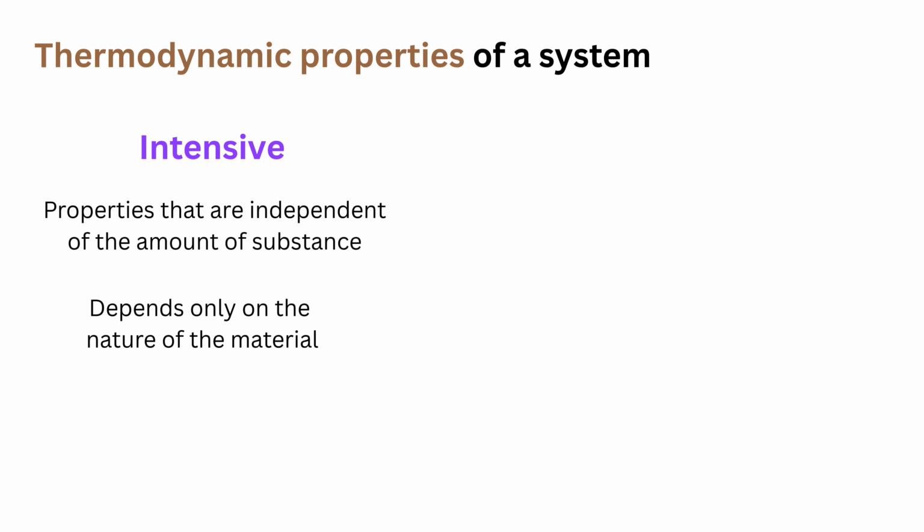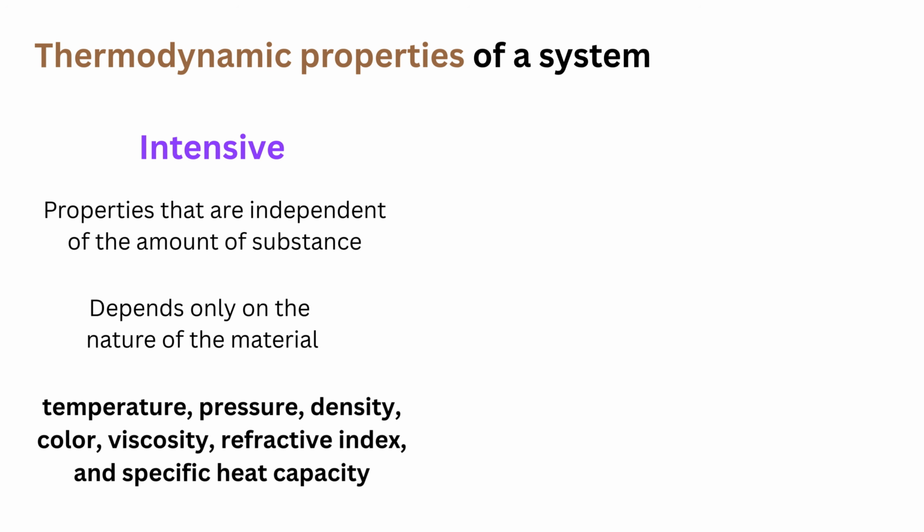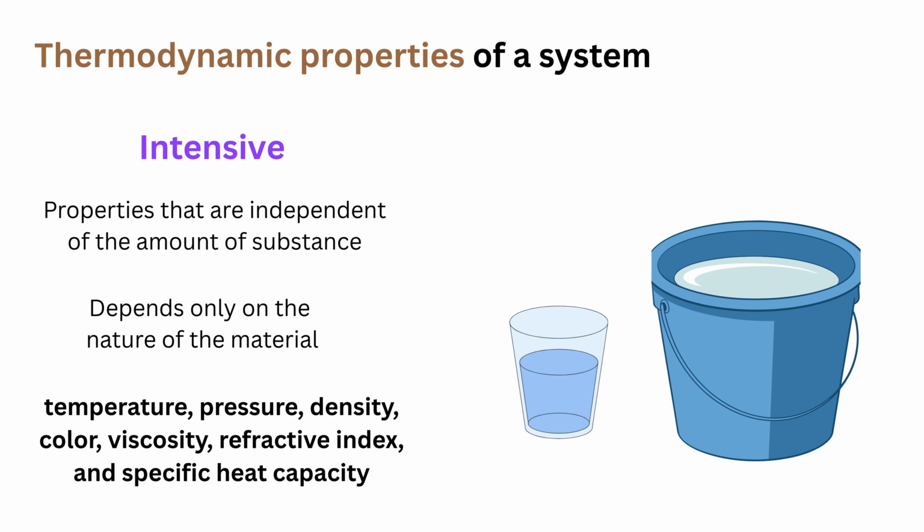It depends only on the nature of the material. For example, temperature, pressure, density, color, viscosity, refractive index, and specific heat capacity are all intensive properties. Imagine a small cup of pure water and a large bucket of pure water. Even though the amounts are different, the temperature, density, color, and refractive index will all be the same. So, these properties do not change with size or quantity.